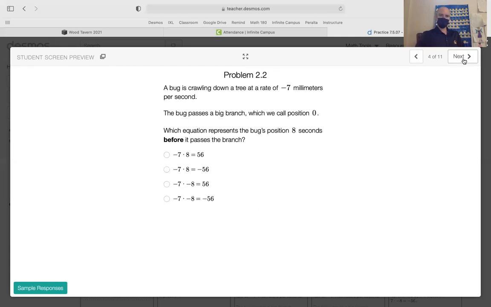All right, so the next question says, same thing, still a negative rate of 7 millimeters per second. But this time they want to know where was the bug at 8 seconds before passing the branch. And so this is 8 seconds back in the past, or negative 8 seconds as the activity likes to refer to it. And so we should be looking for negative 7 times negative 8. We have 2 options to say that, but we want to pick the one with the correct product, right? And that's going to be the one with positive 56, because 8 seconds ago, the bug was higher up in the tree. So that's why that's where the positive 56 comes up in this answer.